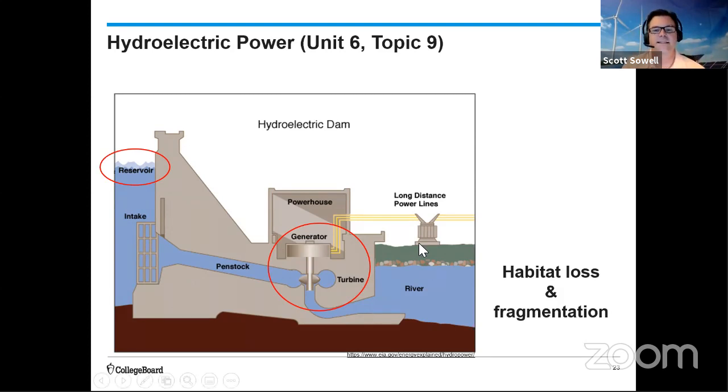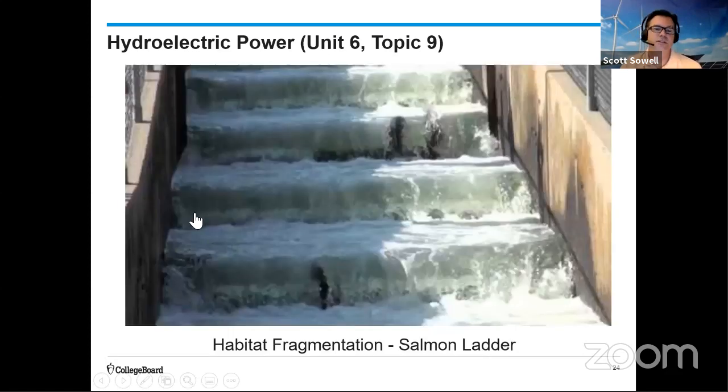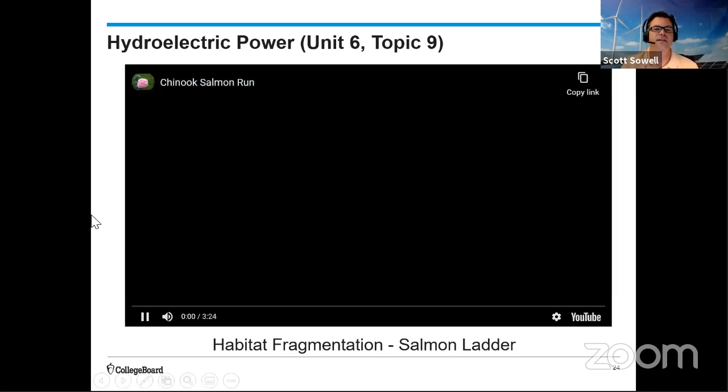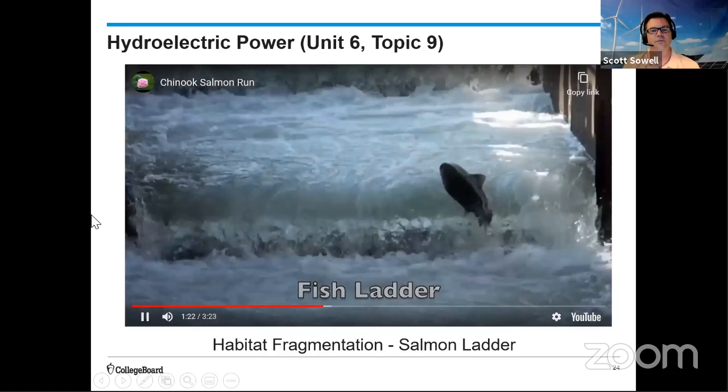But let's go back to the idea of the fish. If I'm a salmon trying to get past the dam, I can't anymore, and therefore I can't spawn and then the population of salmon would be greatly reduced. So one solution to that is called a salmon ladder. And a salmon ladder is a structure almost like a set of stairs to the side of the dam that water flows down, and the little salmon can jump up the salmon ladder to reach the reservoir.